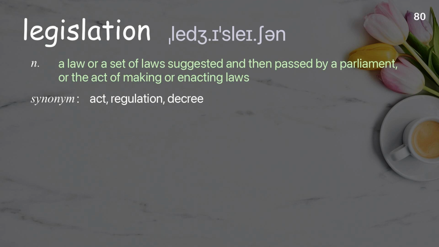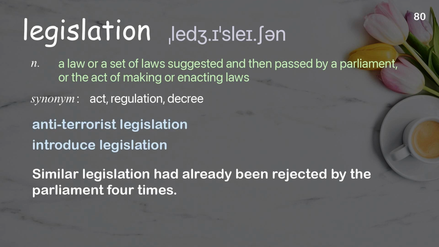Legislation. A law or a set of laws suggested and then passed by a parliament, or the act of making or enacting laws. Examples: Anti-terrorist legislation. Introduce legislation. Similar legislation had already been rejected by the parliament 4 times.